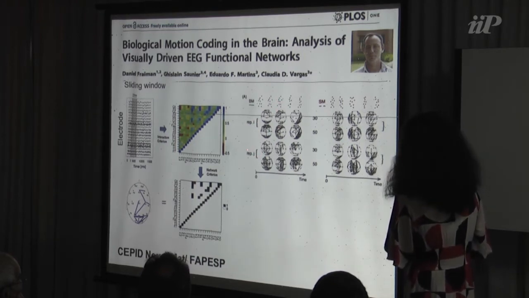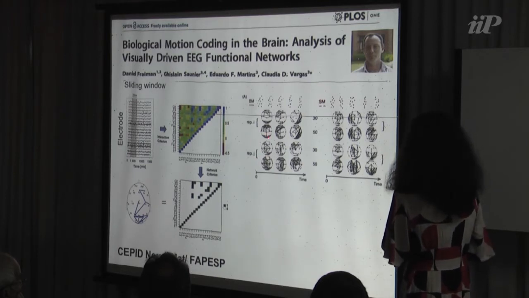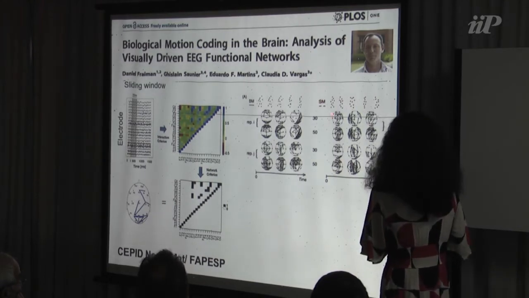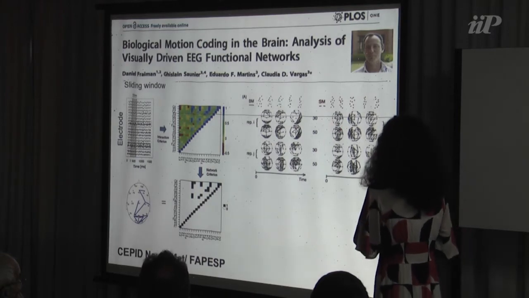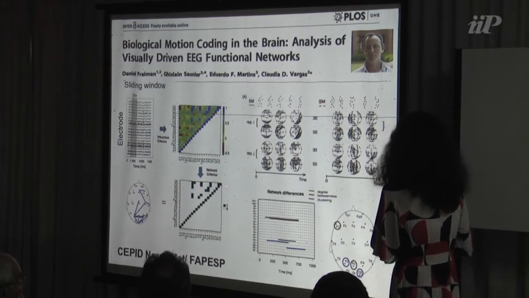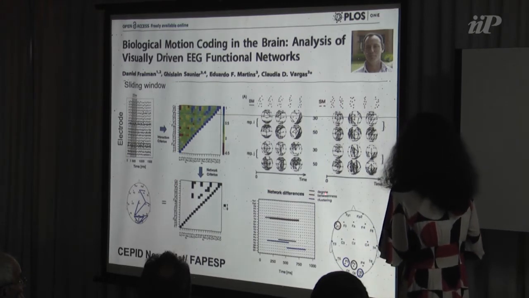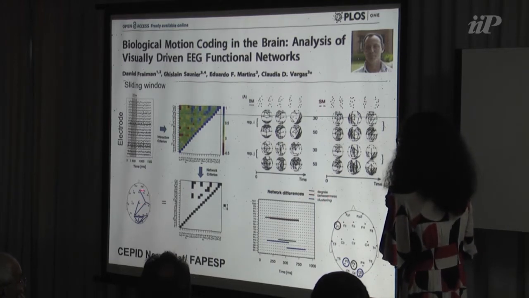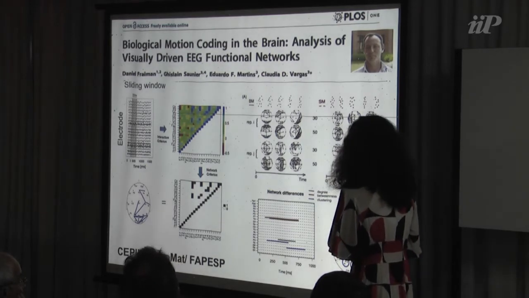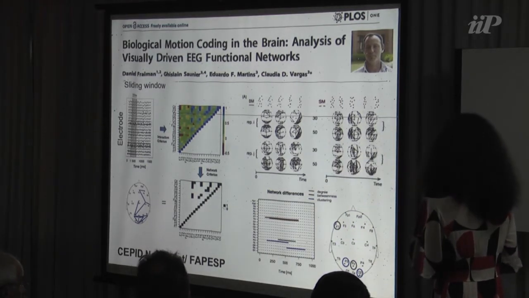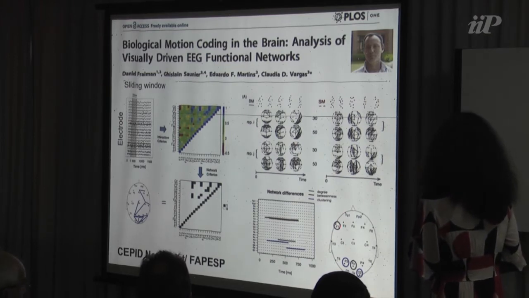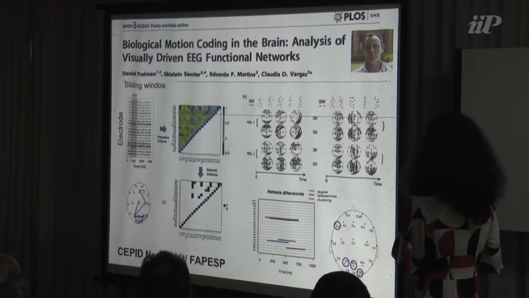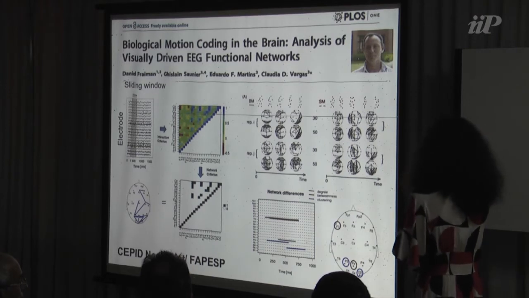This is another repetition at another moment in time. As you can see, the functional networks are quite irregular. They vary a lot through time. This is the same for the scrambled motion condition. So Danielle had the idea to consider the functional network parameters, such as degree, betweenness, and clustering for each node in the network. And we were happy to identify differences in specific electrode points or vertices of this network.